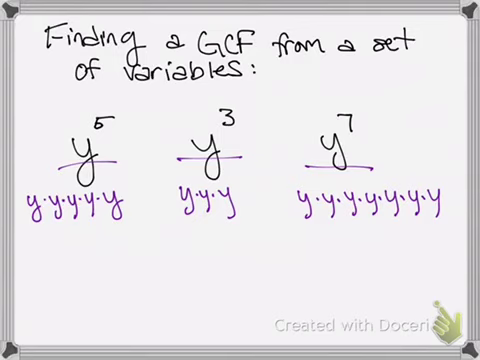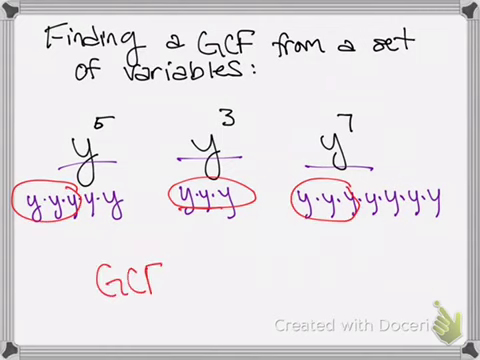And so when I'm looking there, they have a lot of common factors. In fact, they have lots of y's. But they all have at least 3 y's. Each of them has at least 3 y's. So the greatest common factor between y to the fifth, y to the third, and y to the seventh is actually y to the third.